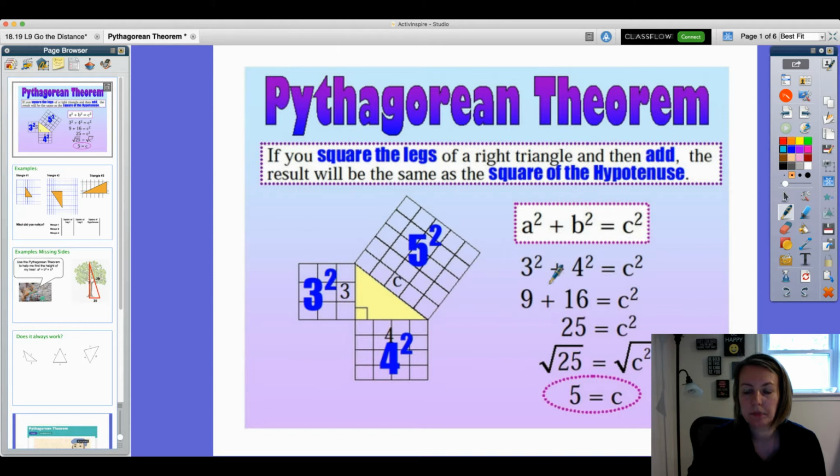Now, in this example, I have 3 squared because it has 3 blocks right here. And then I add 4 squared, and that would give me 9 plus 16, and added together would give me 25. If I take the square root of this 25, because I have a square right here, I need to take the square root to then find C, it would give me 5. So that means my hypotenuse is 5.